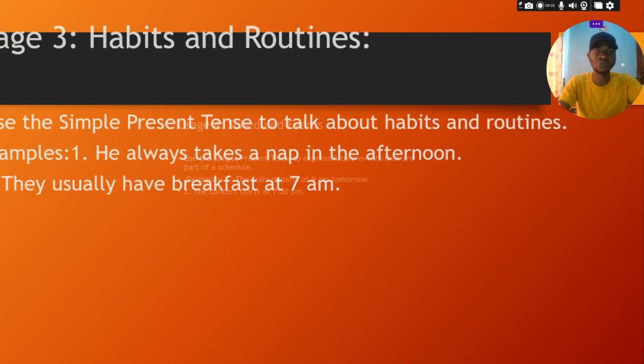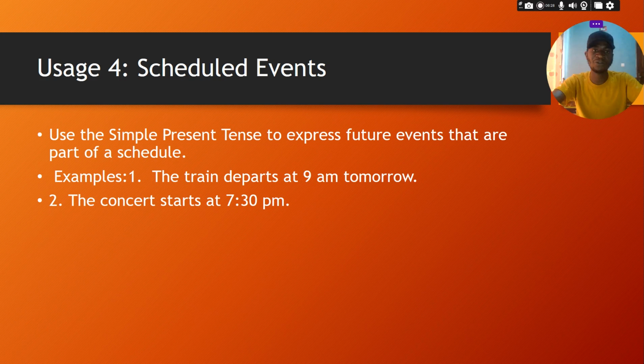Okay, let's move on to usage number 4. Use the simple present tense to express future events that are part of a schedule. So whenever you want to tell us about future events that are part of a schedule, we use simple present tense.